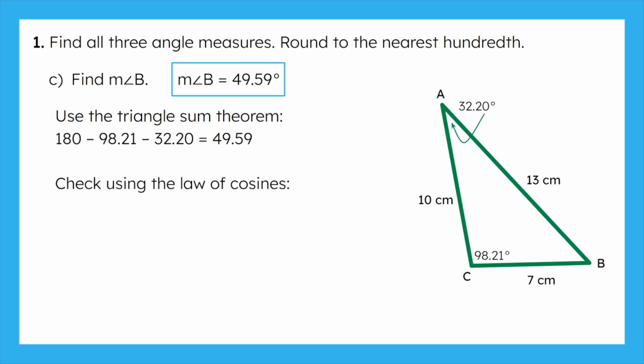If you wanted to check your work using law of cosines, or just did it that way from the beginning, you would have used cosine inverse of 7 squared plus 13 squared minus 10 squared, which is the side opposite from angle B, all divided by 2 times 7 times 13, which gives an angle measure of 49.58. Why are these two values different from each other? Actually, these are essentially the same answer. The tiny difference is just from the rounding we had to do. If your answer is within a few hundredths of a degree, you're in great shape.